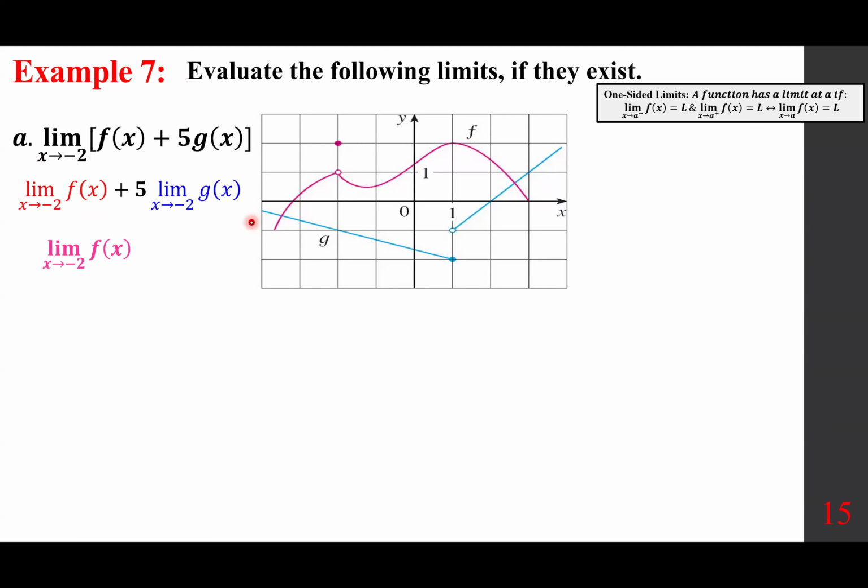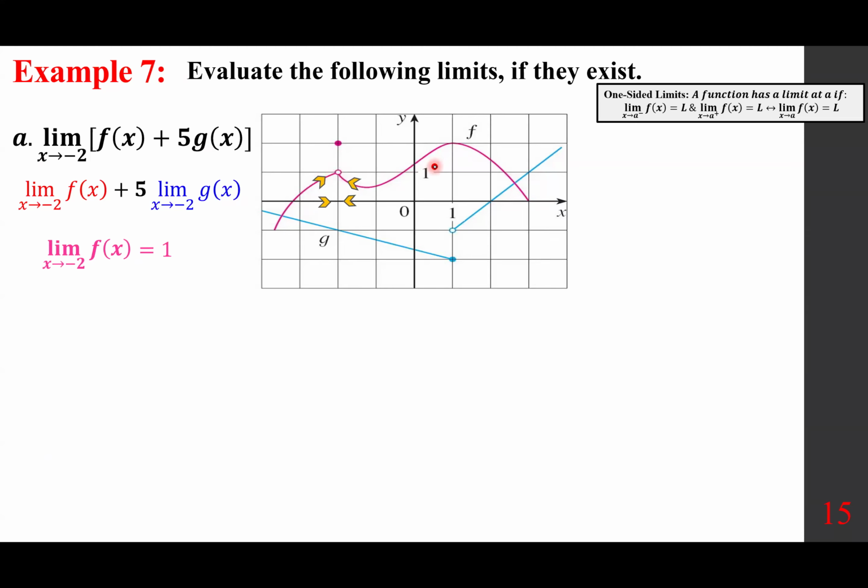So as far as the red piece is concerned, we locate the negative 2 along the x-axis, and we approach it from the left and right. From the left, we are coming this way. From the right, we are coming that way. Both of them take us towards this hole, having a y-coordinate 1.